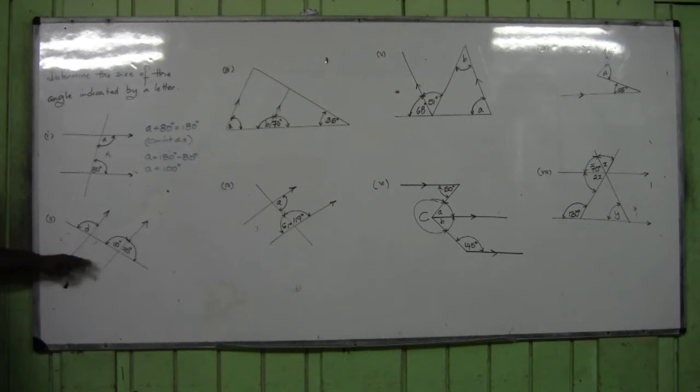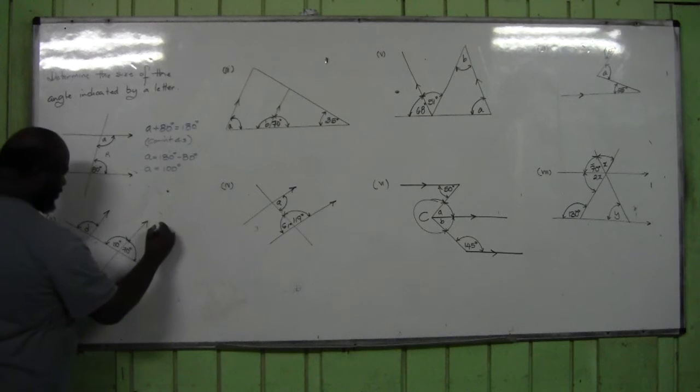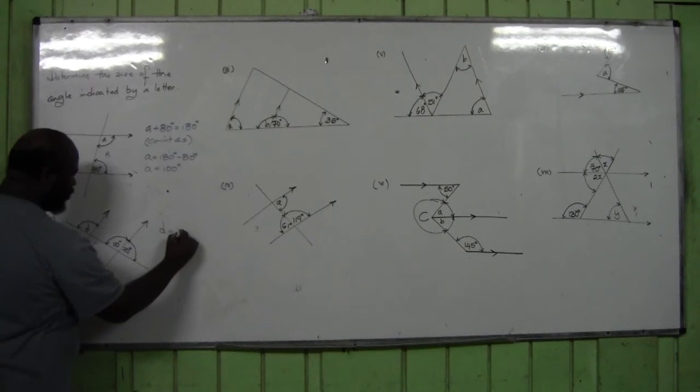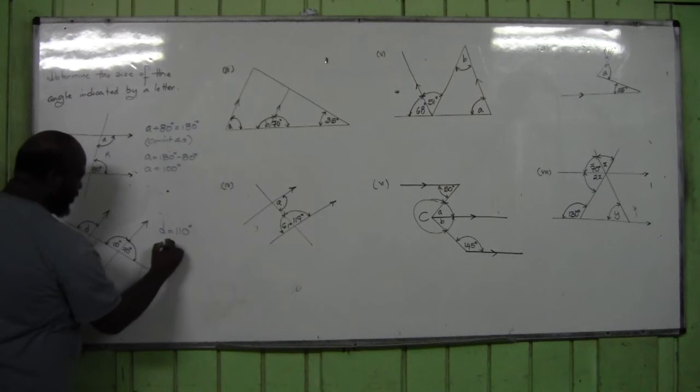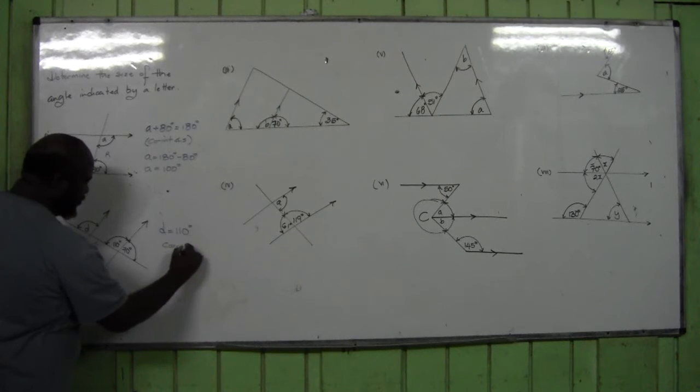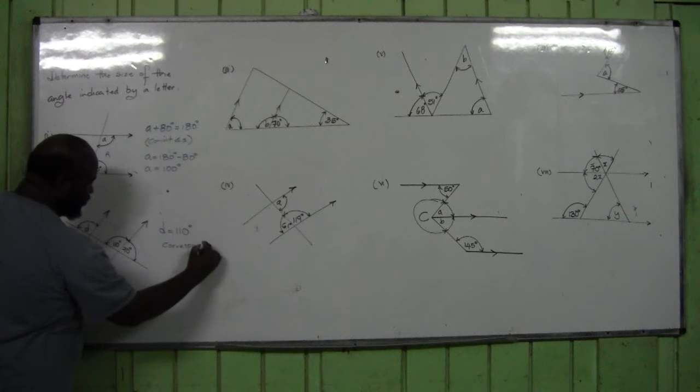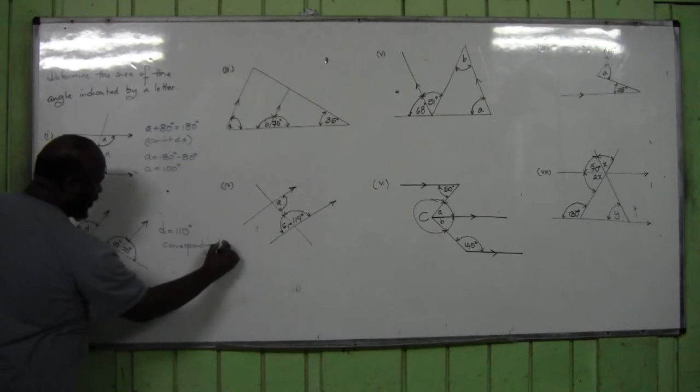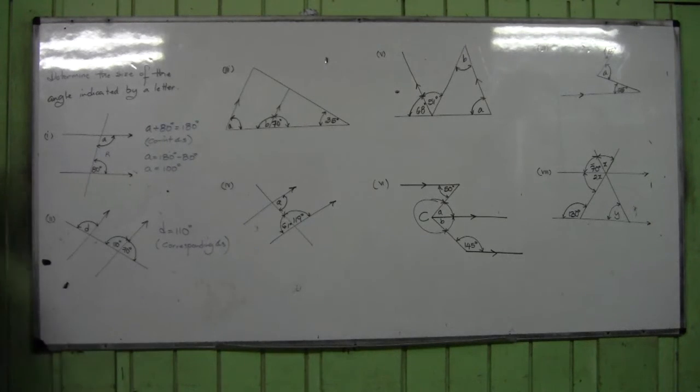Down here, who can tell me what D is equal to and why? D is equal to 110. Why? They are corresponding angles. Very good. D is equal to 110 degrees. They are corresponding angles. Stay with me. Are you ready?